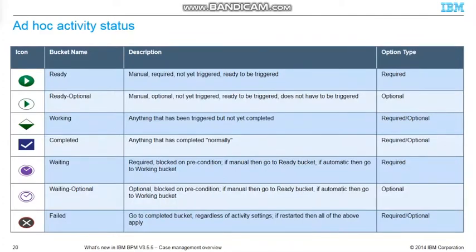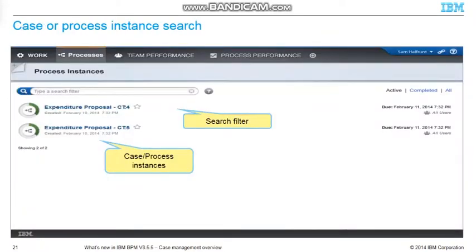This table shows the state of each activity by its icon in the Process Details instance view of the IBM Process Portal. The icons indicate the current state of your activity so that you can take necessary action. You can search different case or process instances by using a search filter in the Processes page of IBM Process Portal.